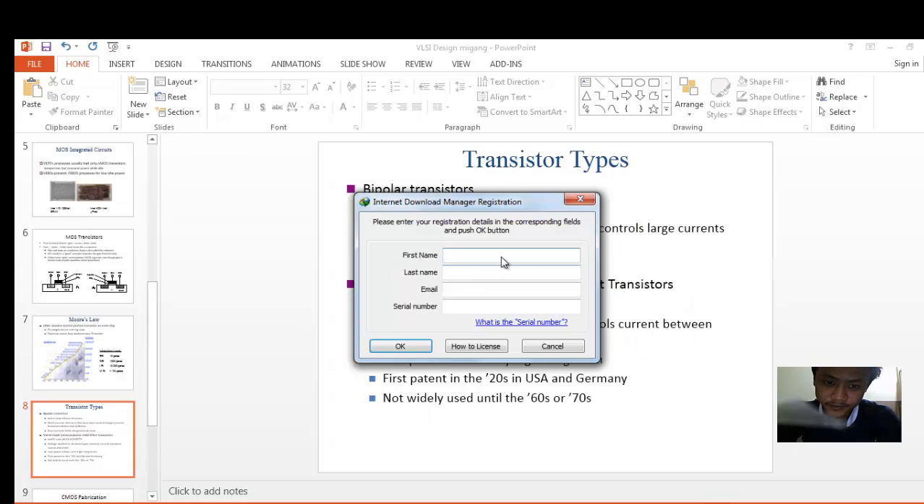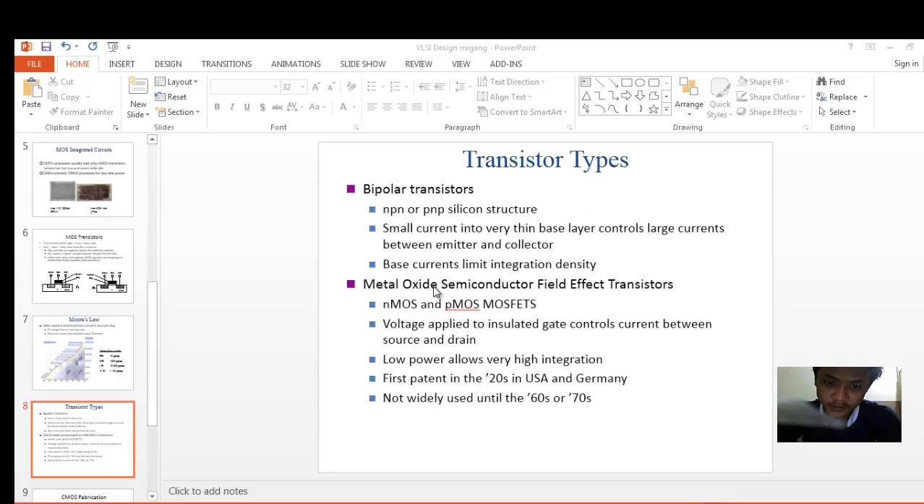In MOSFET, there are two types, and they are NMOS and PMOS MOSFETs. The voltage applied to the insulated gate controls current between source and drain. Low power allows very high integration.